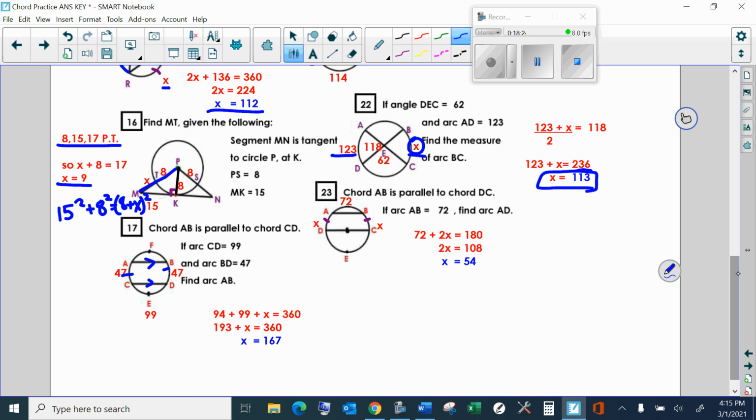Okay, so I have 3 of the 4. I'll be left with an x right there. So 47 plus 47 is 94, plus the 99, plus the x equals 360. Solve it now for x, you get 167 degrees.